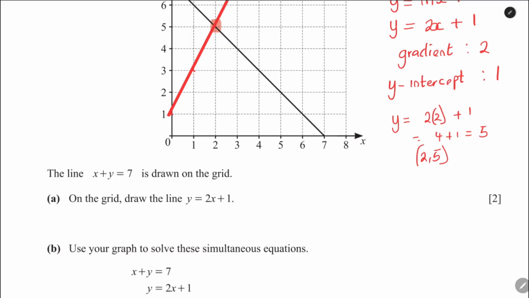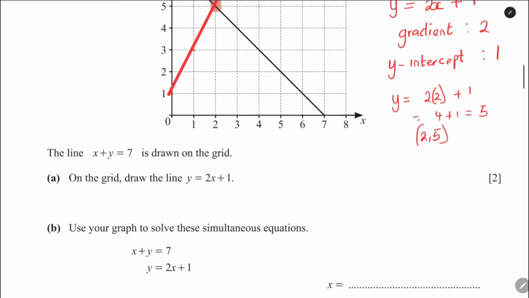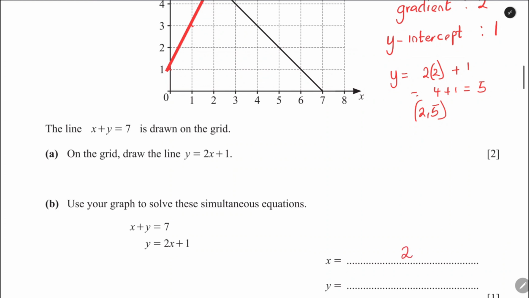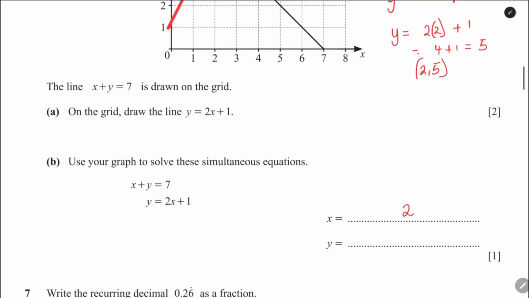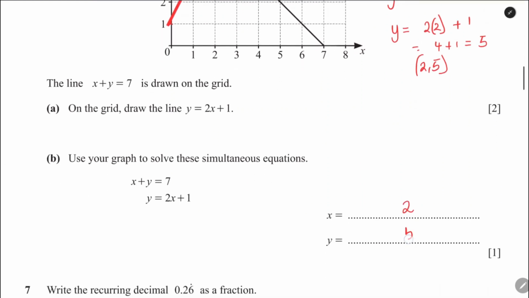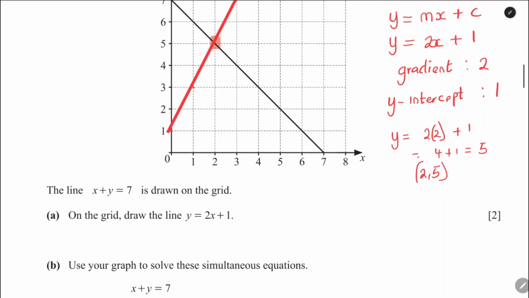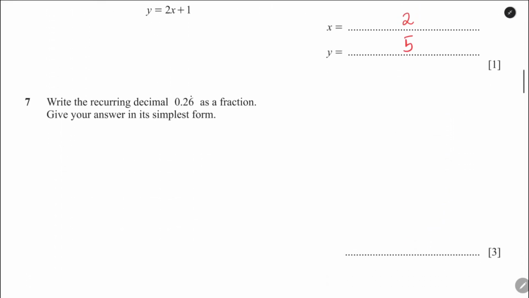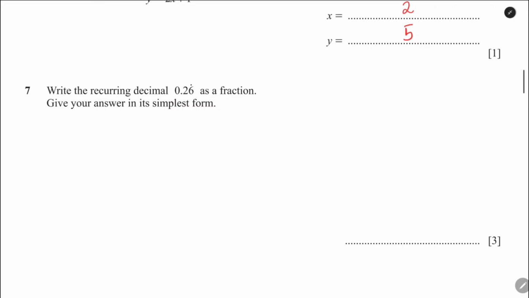Therefore, at that point, we have our x value being 2, so the solution is 2, and our y value being 5, so the solution is 5. So that's the solution pair for the graph as shown above. Okay, now let's move on to question number 7. Write the recurring decimal 0.26 recurring as a fraction.